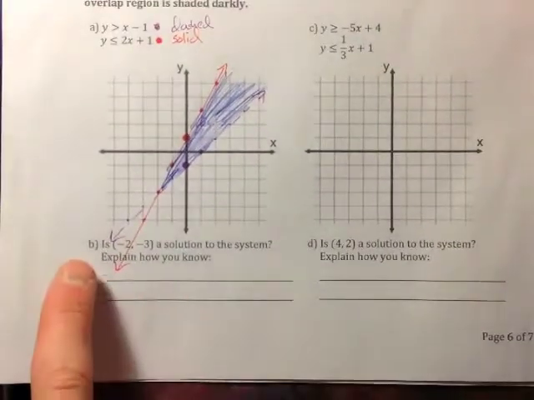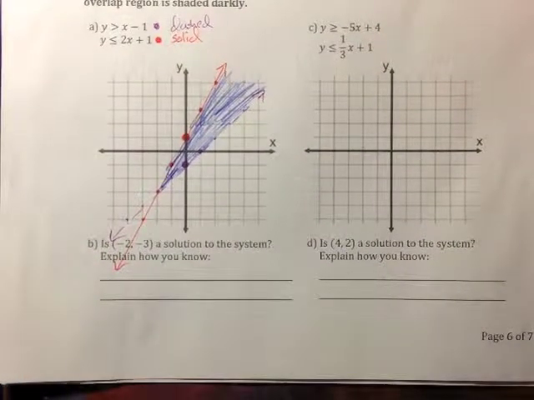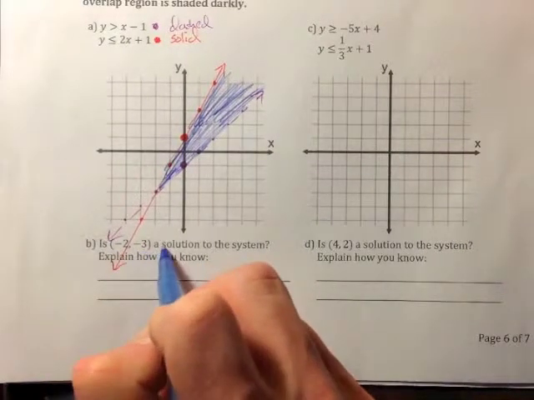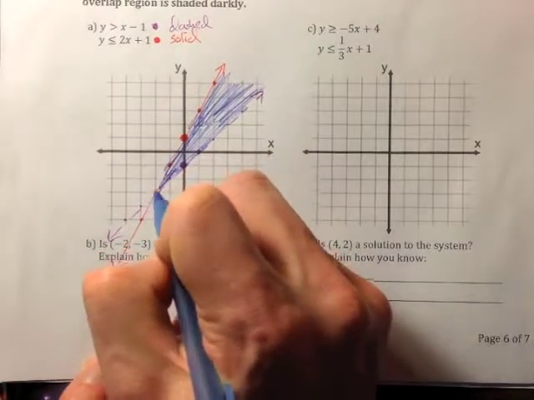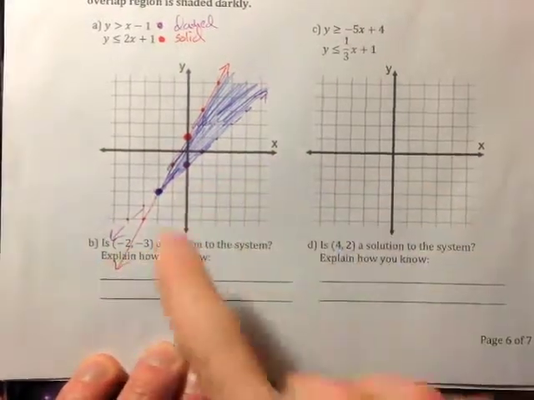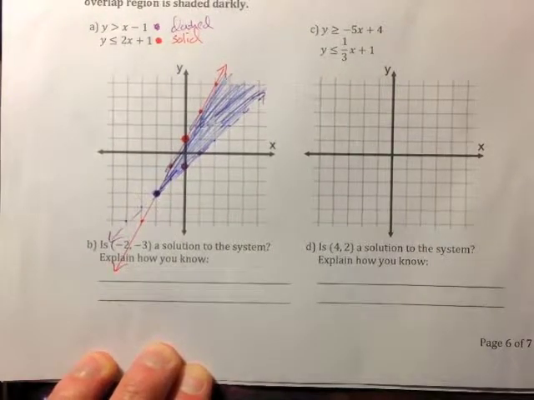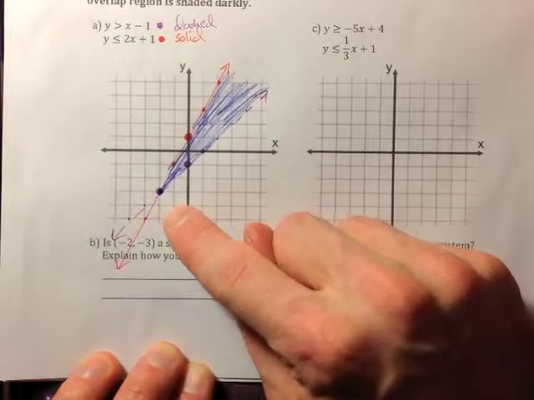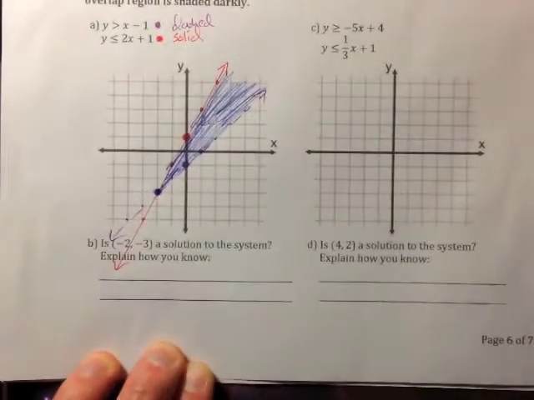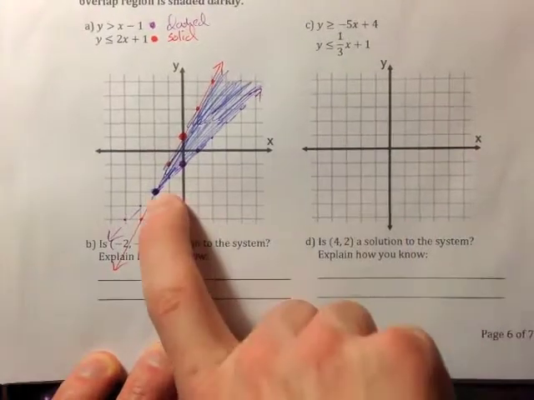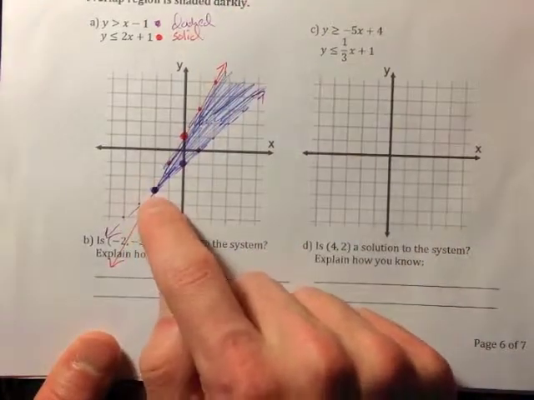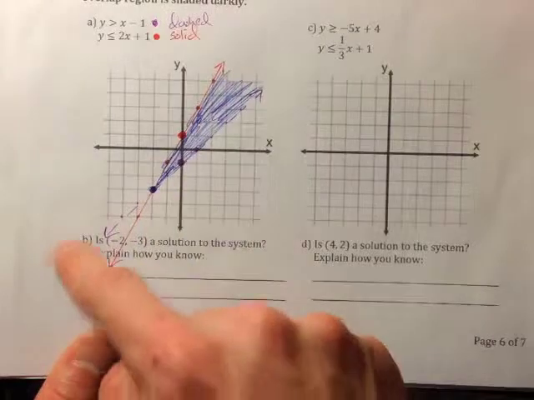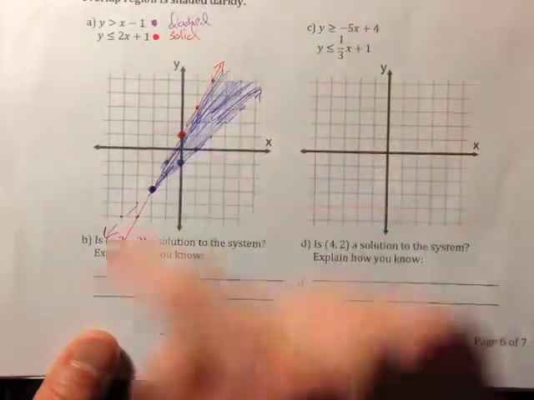Now let's look at the next question here. We are asked, is -2, -3 a solution to the system? Well, -2, -3 is right here. Is that a solution to the system? Now this could get kind of confusing because you should know that a solution to a system of equations is the intersection point of the two lines. But in this case we have a system of inequalities. We're not too terribly concerned about the intersection point of the boundary lines. We are concerned about the overlap region.